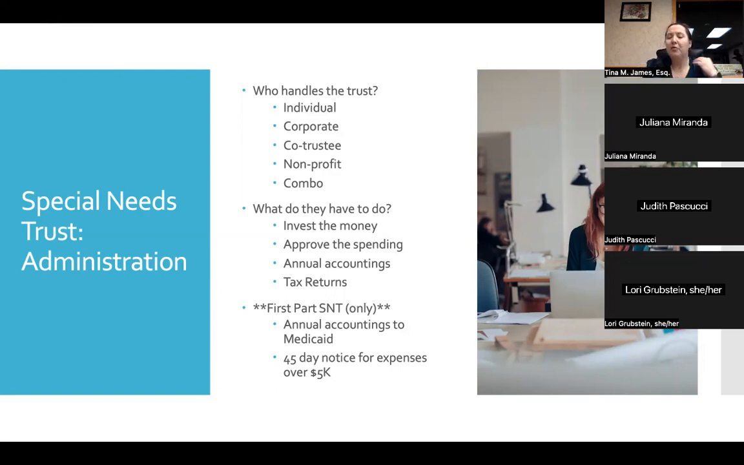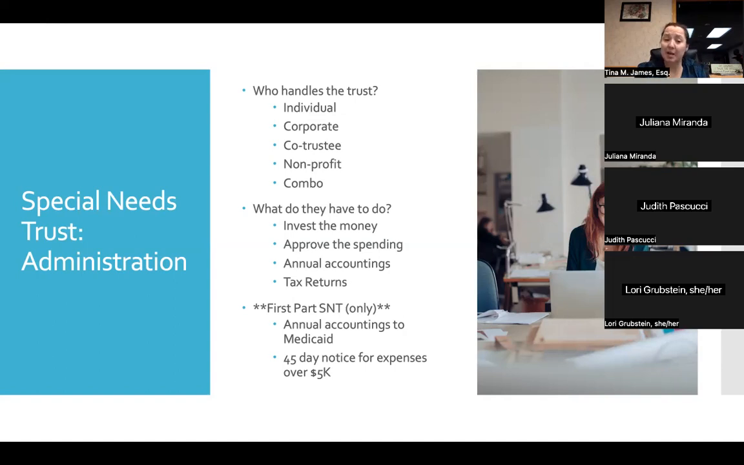So the first party special needs trust, that's the accidental trust, the one that has the Medicaid payback provision. You must do an annual accounting to Medicaid, right? So every single year you need to send them how you spent the money, what's come in, what's gone out, what you spent it on, things you did, and they will nitpick on every little thing that comes out of the trust. Number two, you need to give them 45-day notice for any expenses over $5,000 or any expenses that might significantly deplete the trust, right? So there's this level of oversight that you have with that first party special needs trust.